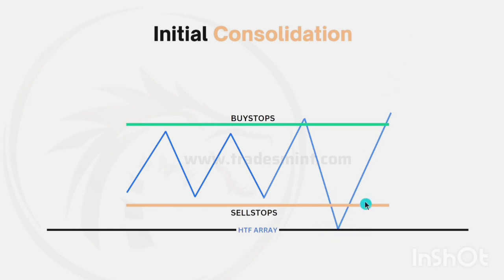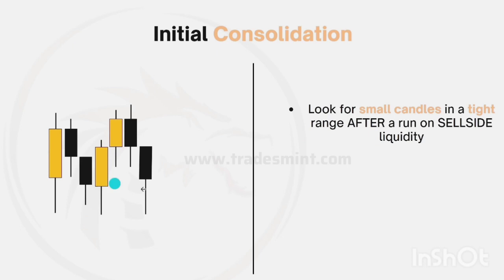If we combine time into this manipulation leg below the stops into the higher time frame array, we get a very high probability setup that will start our buy program higher. Inside of this initial consolidation, we want to look for small candles in a tight range after we've had a run on sell side liquidity. So generally the consolidation will form after we've already ran sell stops to the left.